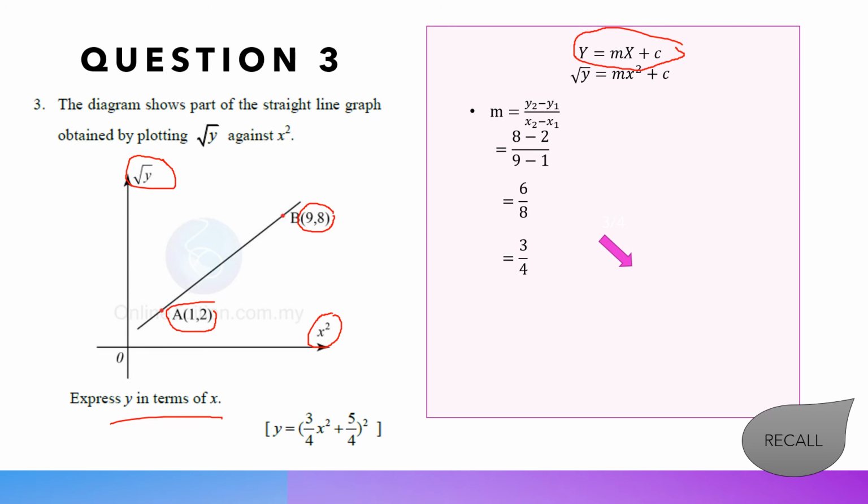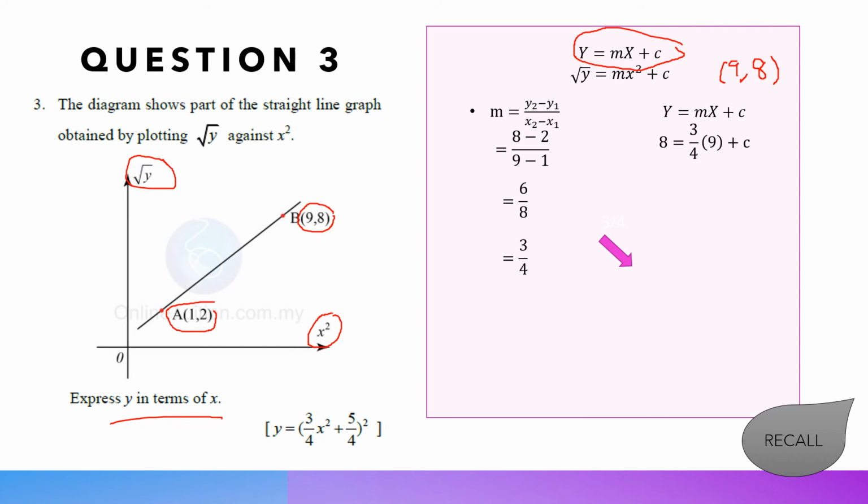You need to find c. I just take the formula y equals mx plus c back. So now I just choose any point. You can choose (9, 8) or (1, 2). Now I choose (9, 8). So my x is 9, my y is 8. So I just substitute in this formula.